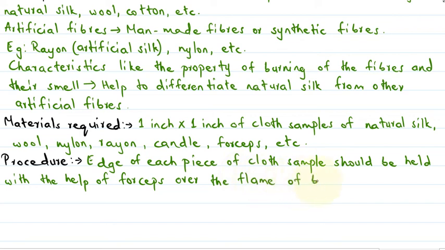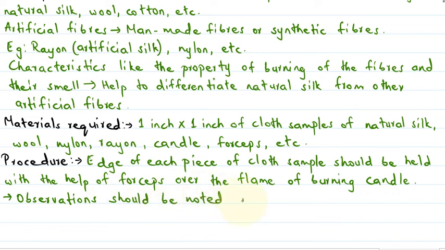flame of a burning candle. Because we would be differentiating the natural silk from other artificial fibers by its property of burning and the smell that it produces upon burning, right? So we would hold each piece of cloth sample with the help of forceps over the flame of a burning candle, and further we would note down our observations. This is how we would perform the experiment.